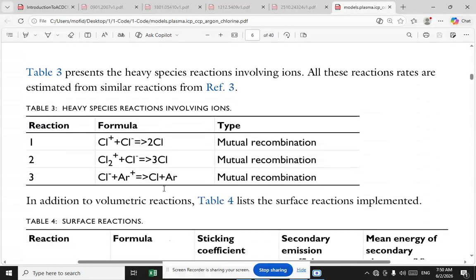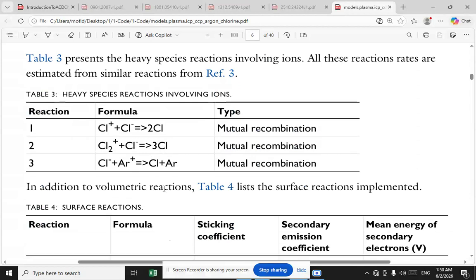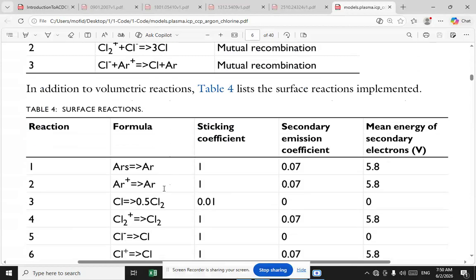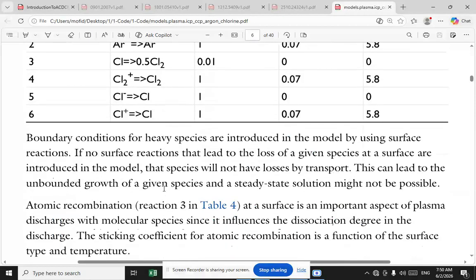Table 3 presents the heavy species reactions involving ions. All these reaction rates are estimated from similar reactions from reference 3. In addition to volumetric reactions, Table 4 lists the surface reactions implemented. Boundary conditions for heavier species are introduced in the model by using surface reactions. If no surface reactions that lead to the loss of a given species at a surface are introduced in the model, that species will not have losses by transport. This can lead to the unbounded growth of a given species, and a steady-state solution might not be possible.